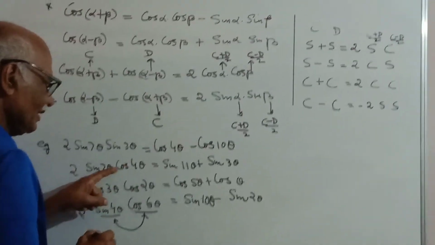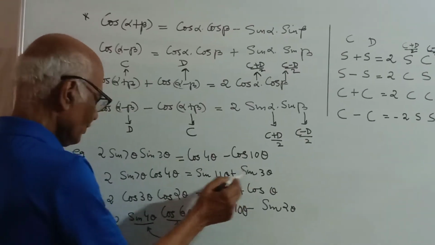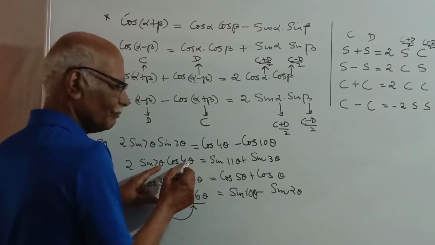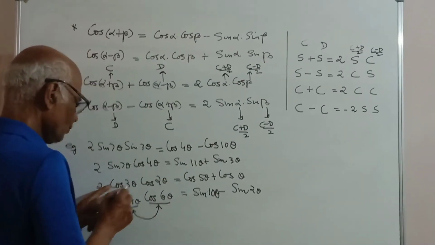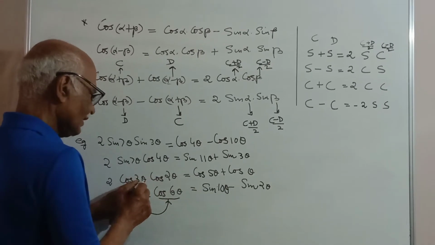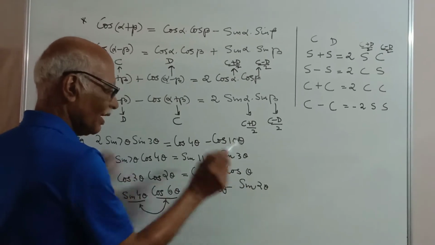Now 2 sin 7 theta cos 4 theta, it is 2 sin cos. It is sin plus sin. You add the two fellows, 7 theta plus 4 theta, then 7 theta minus 4 theta. Now 2 cos cos, 3 theta plus 2 theta you add, 3 theta minus 2 theta you have.